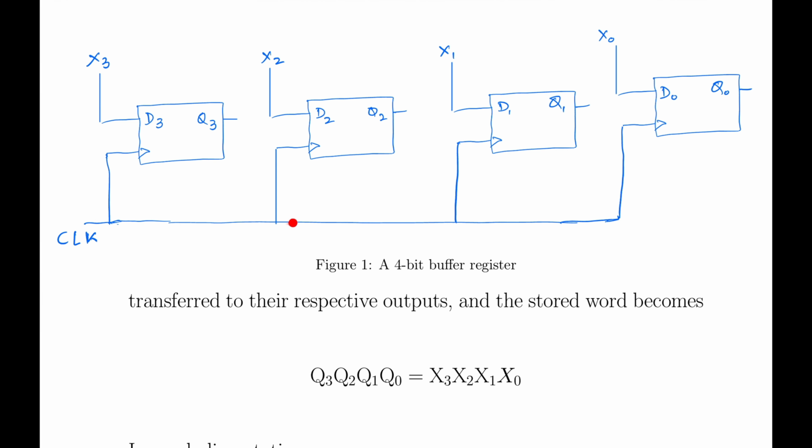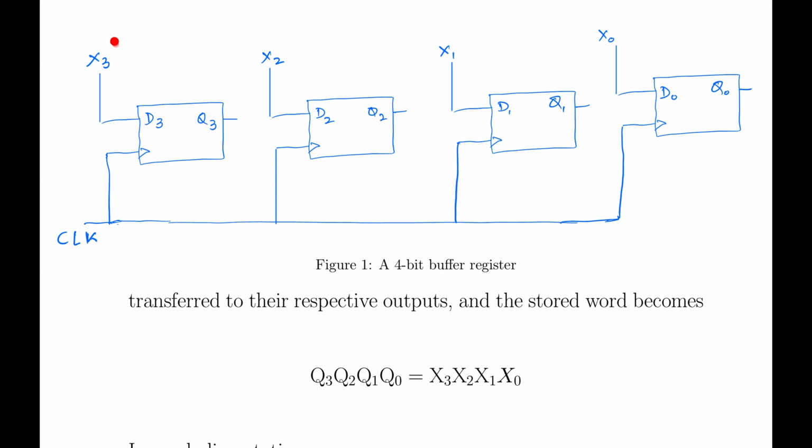The same clock pulse is applied to all the D flip-flops. So whenever the positive edge of the clock pulse hits the D flip-flops, the inputs X3, X2, X1, X0 are transferred to the outputs Q3, Q2, Q1, Q0. At the same time, in symbolic notation, we write Q equal to X.